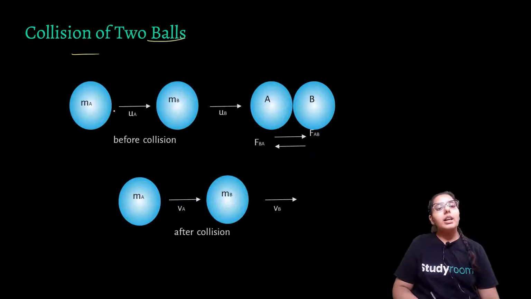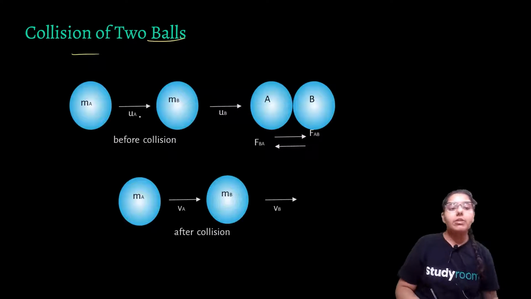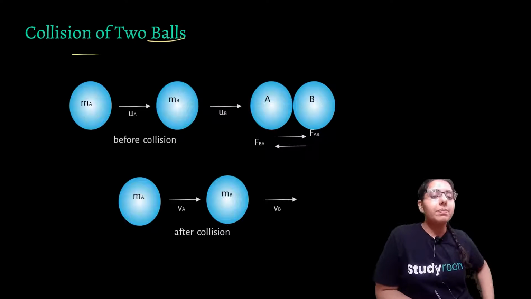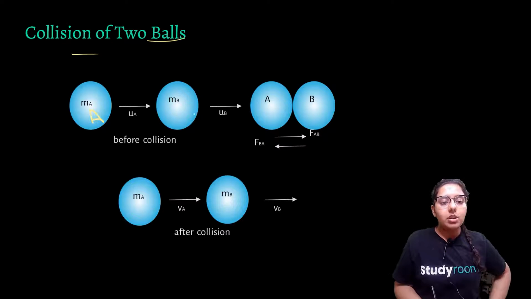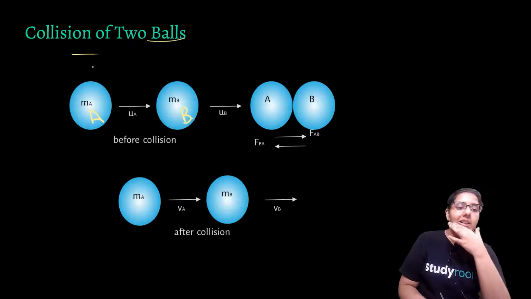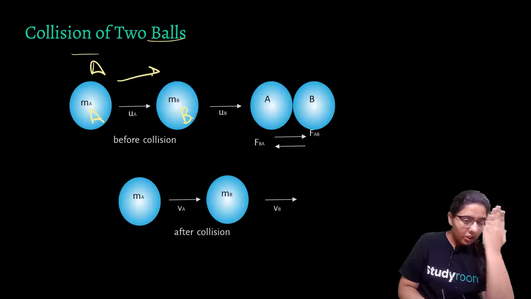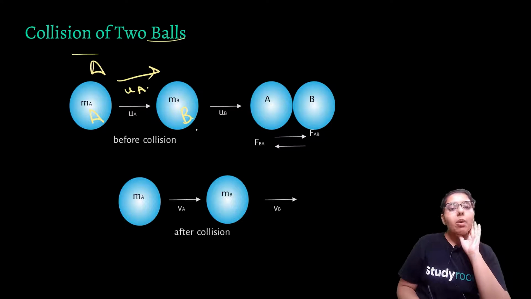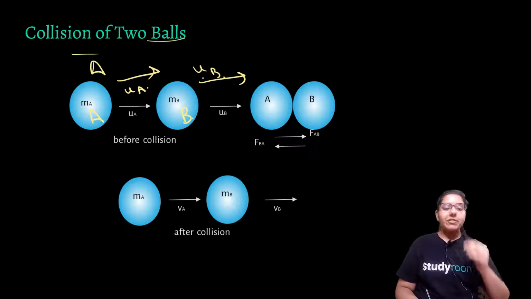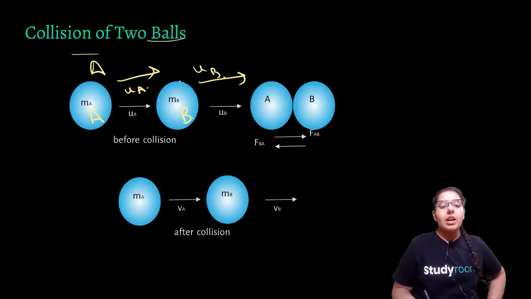So suppose there are two balls. You have two balls and they have two different velocities. Suppose this is your ball A and this is your ball B. Okay. So your ball A has mass ma and your ball B has mass mb. Your ball A is moving with an initial velocity of ua and your ball B is moving with an initial velocity of ub. Okay. So they both are moving. Of course, your ua is greater than ub.